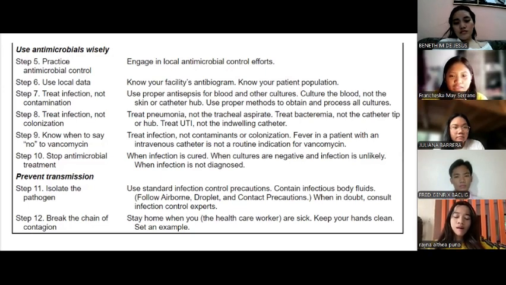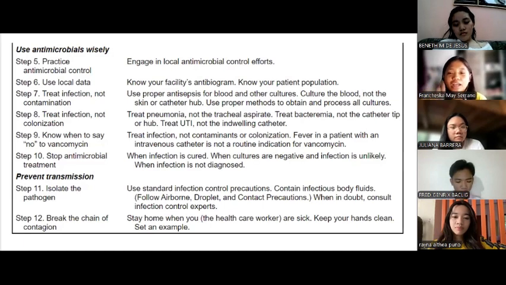Next is step 8, treat infection, not colonization. We all know na we have our own indigenous microbiota and there are naturally living microorganisms in our body. Ang meaning ng step 8 is hindi mo iti-treat yung natural microorganisms na nandun kasi they do not possess harm naman unless may symptoms.